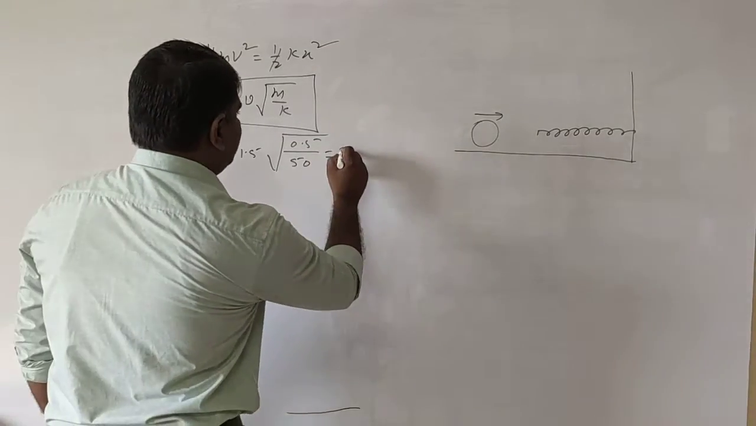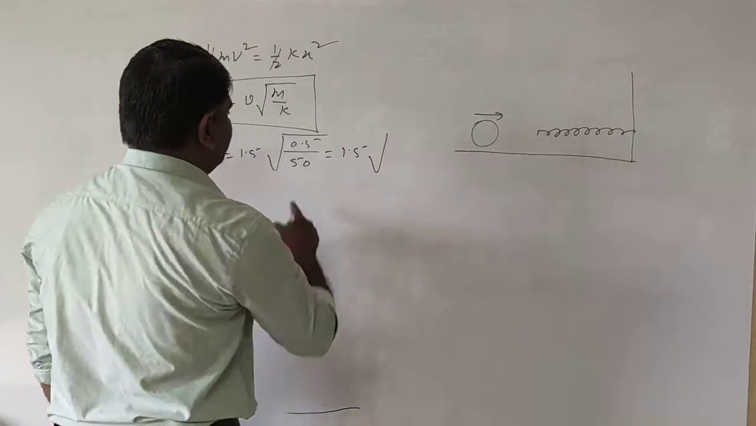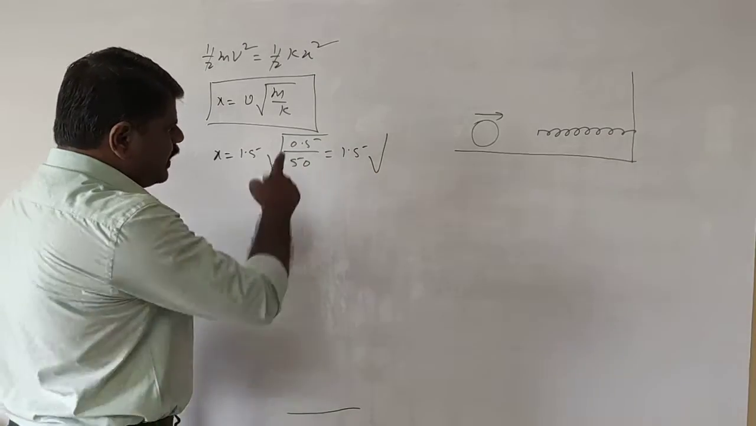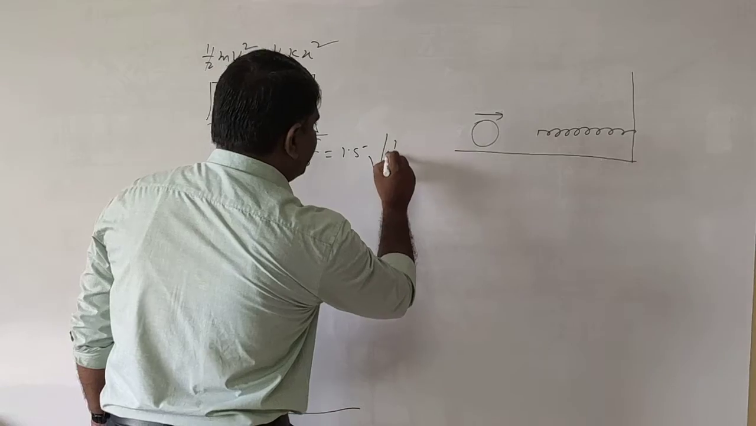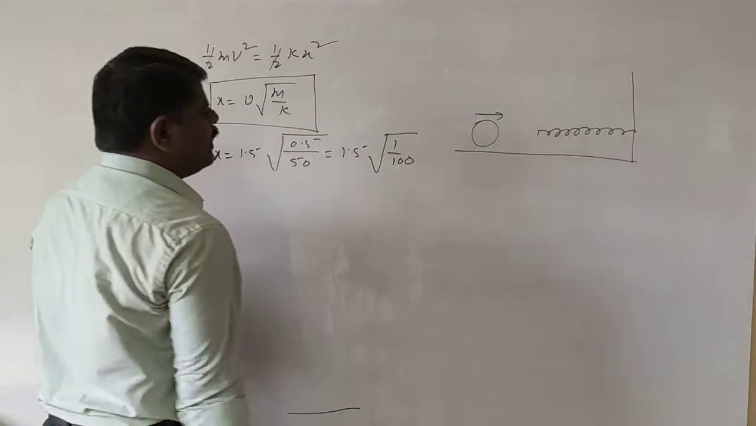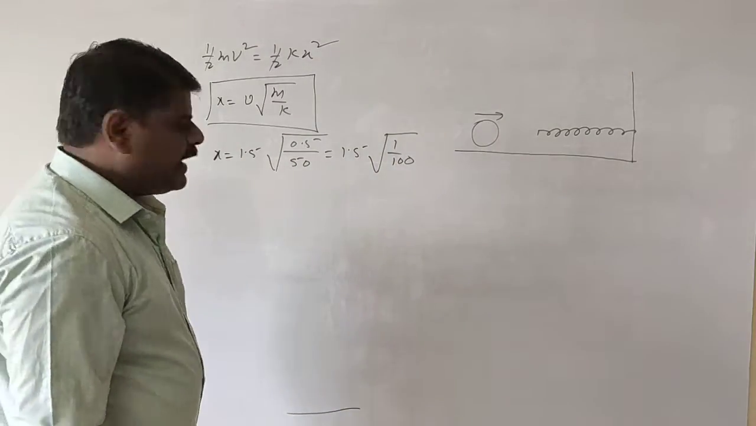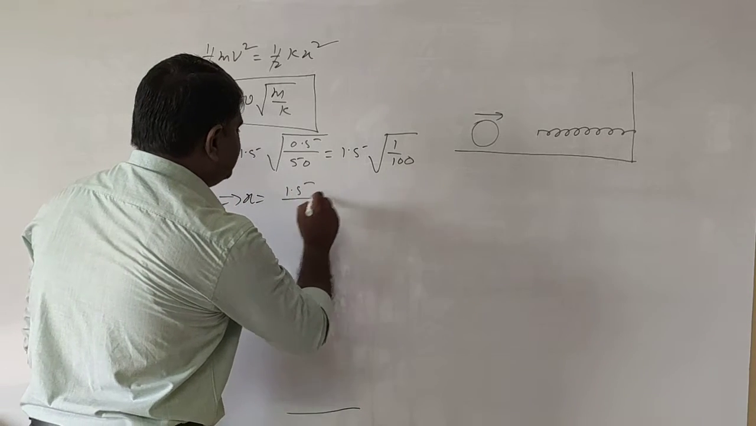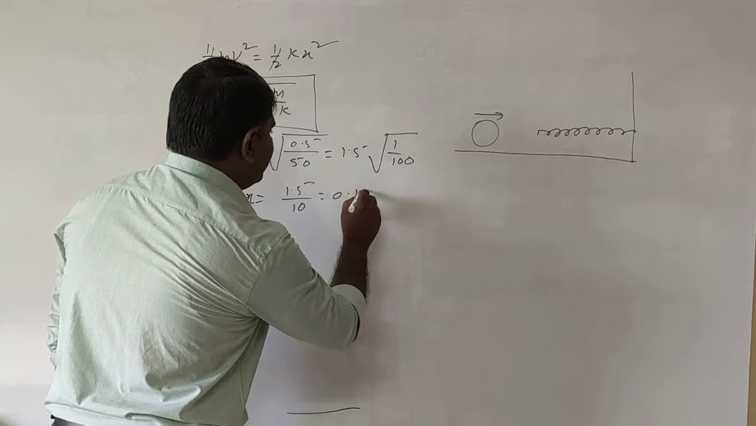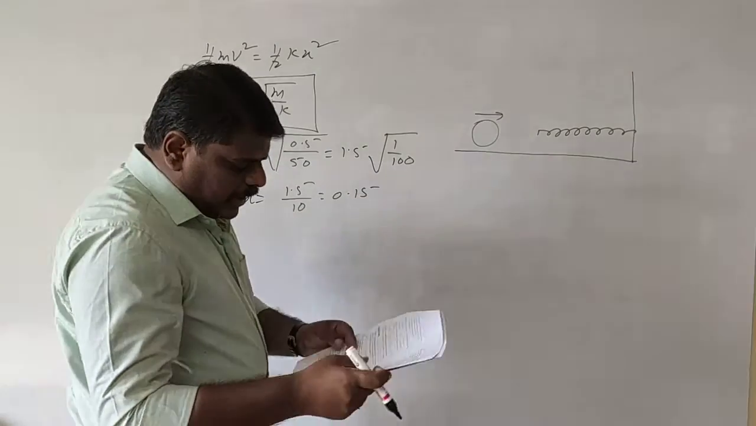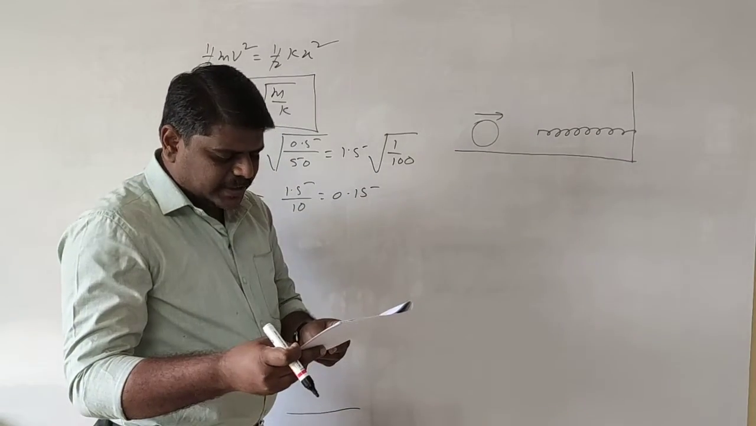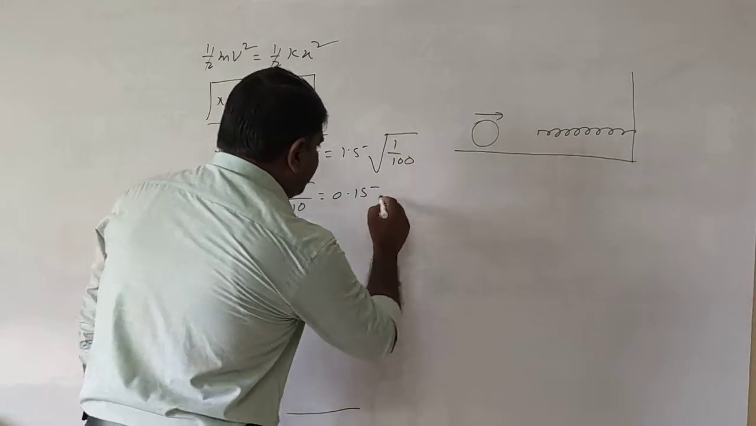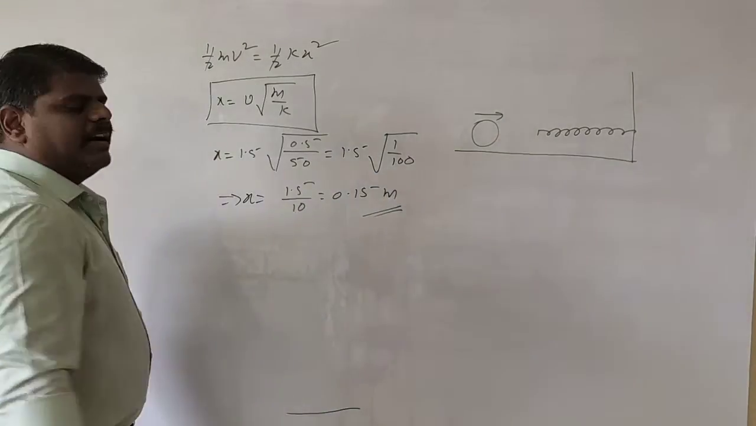So that is equal to 1.5 into under root of, if the point is removed, you are going to get 10 in the denominator, 5 by 500, that means you are going to get 1 by 100. 1 by 100 means nothing but 1 by 10. So x is equal to 1.5 by 10, which is equal to 0.15. Okay, all the units are given in SI units, so it will be in meters. Okay, 0.15 meters. This is the answer.